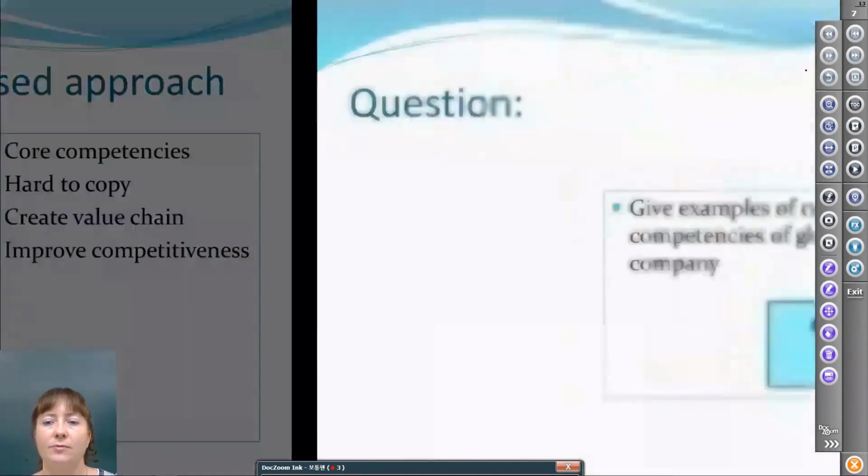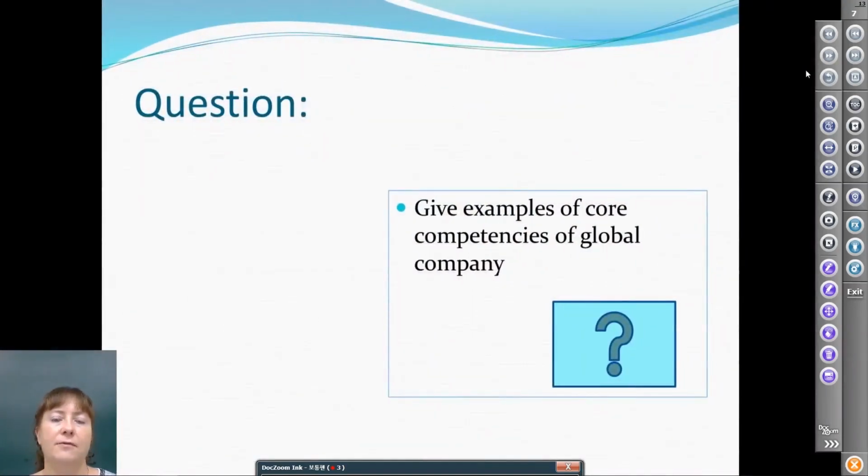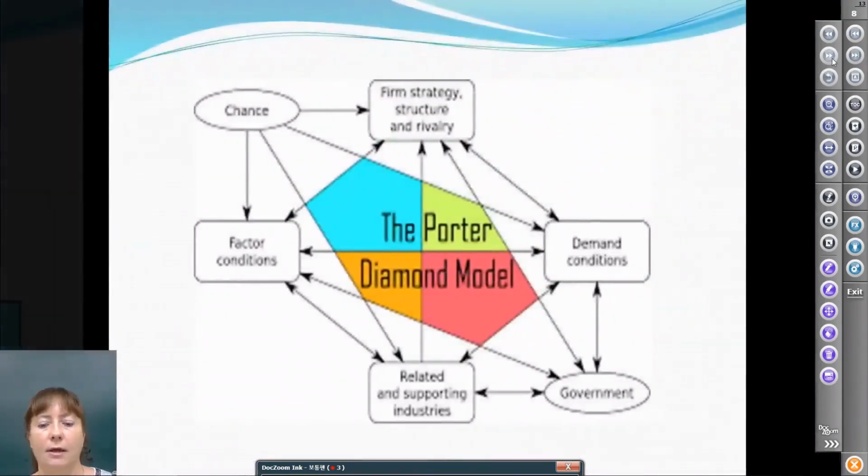And here you may find the first question as the home task. So please be ready with this question. You may answer this question orally, or you may submit your written answer, no more than 1 page. Please try to provide examples of the core competencies in the global area. You may choose any kind of global company and try to find the core competencies of that company.